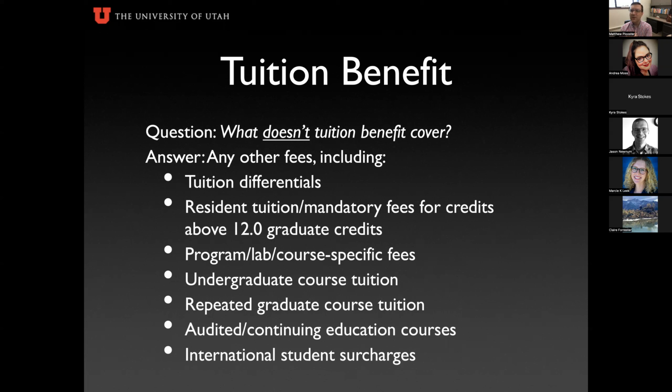But if your student doesn't do well in a class and there's a probationary agreement with that student in your program that they have to retake it for a higher grade, tuition benefit does not cover that. Your student is working on their research and it's suggested that the student retake a methodology course now that they're working on their data collection, data analysis. That's great. Tuition benefit will not cover that. Undergraduate courses, of course, are not covered by tuition benefit. Audited and continuing education course fees and international student surcharge. So again, anything outside of resident tuition and mandatory fees.